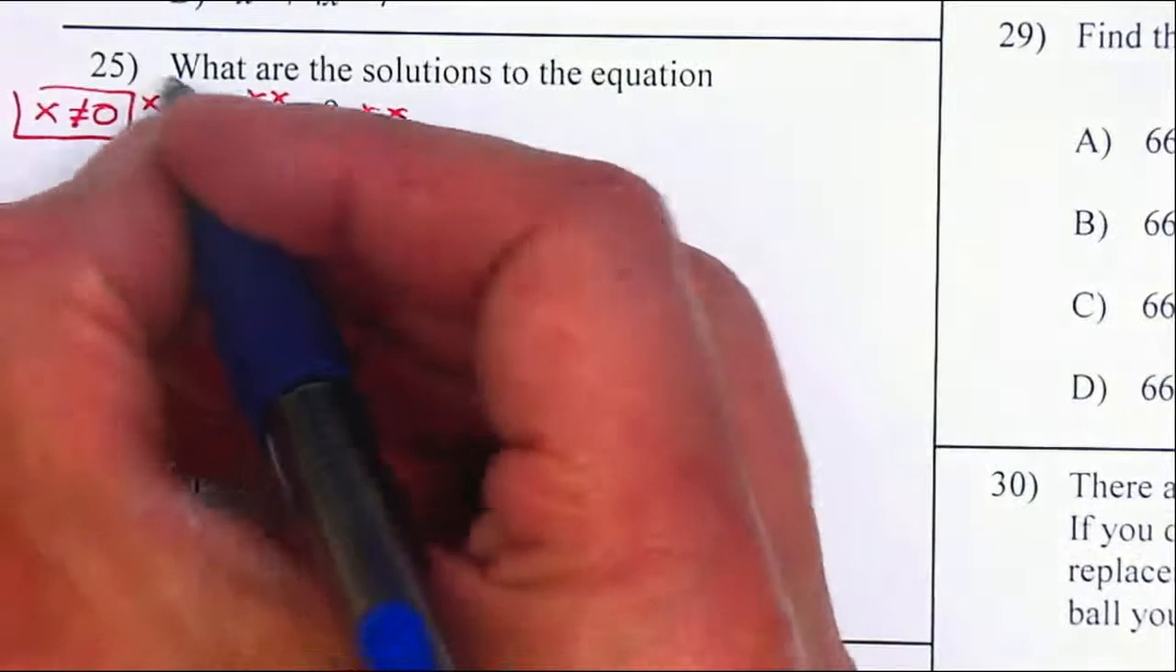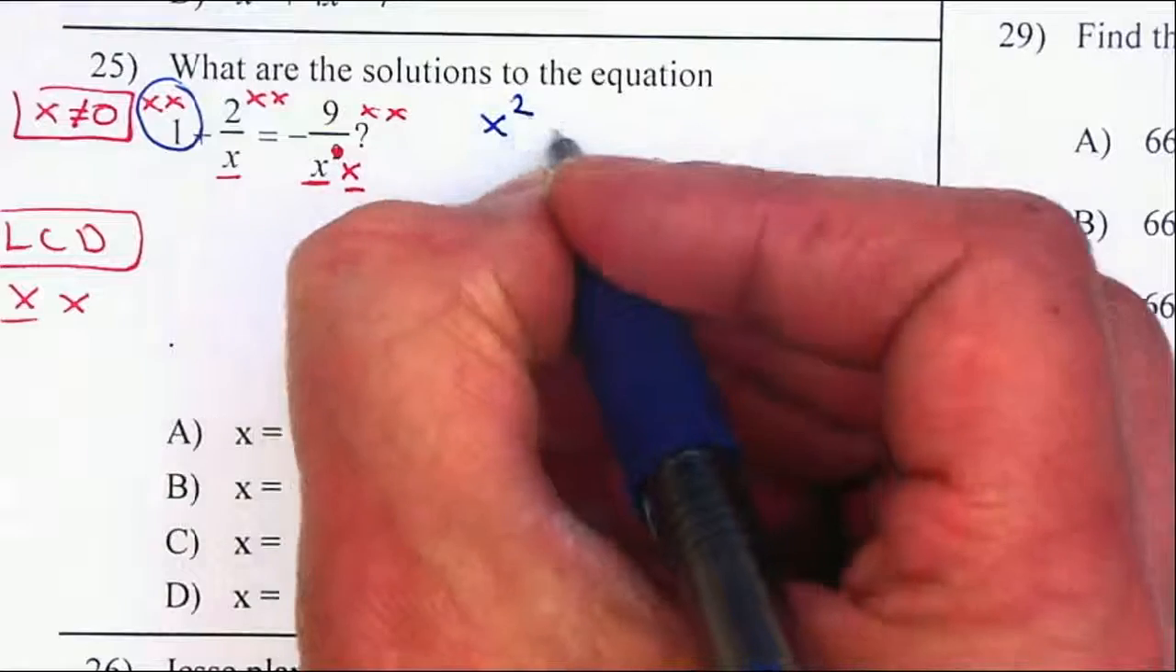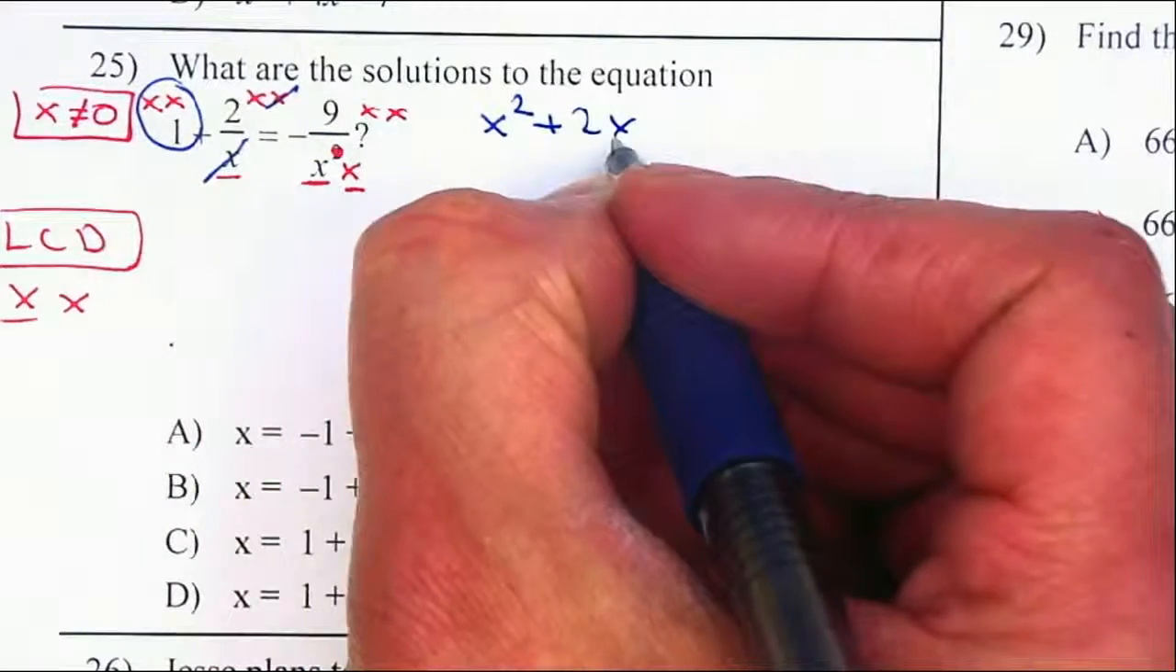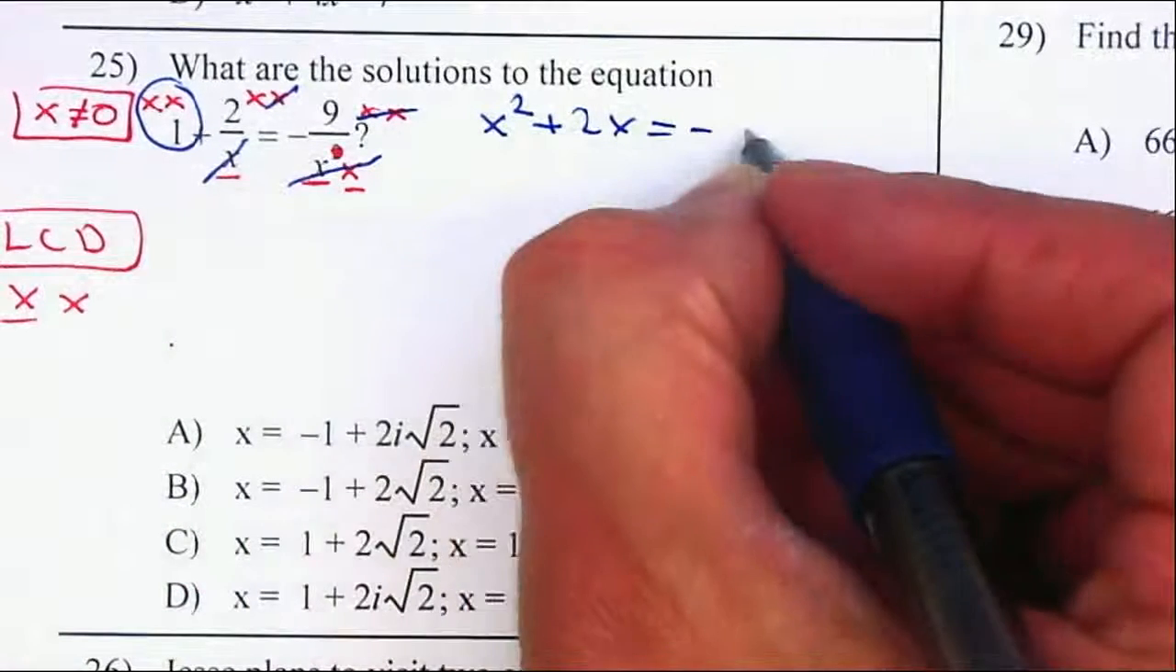On the first one, nothing cancels, so I have just 1x squared, or x squared. On the second one, one of the x's cancels, so I just have a positive 2x. On the last one, both x's cancel, so I just have equal to negative 9.